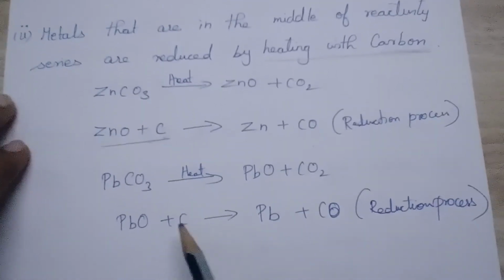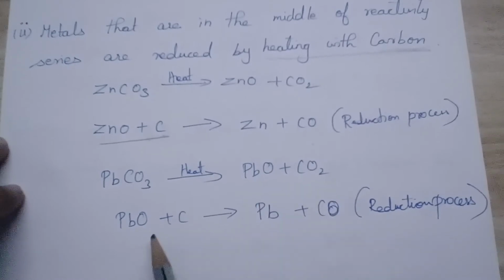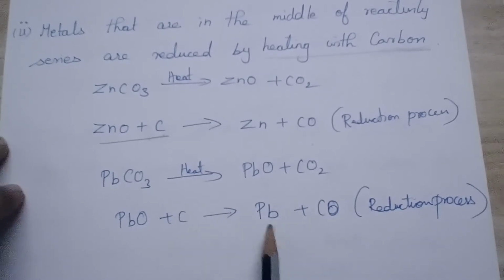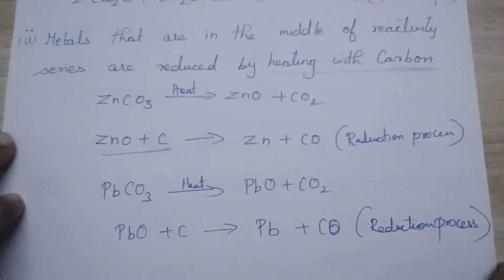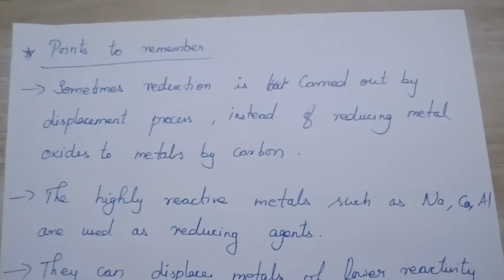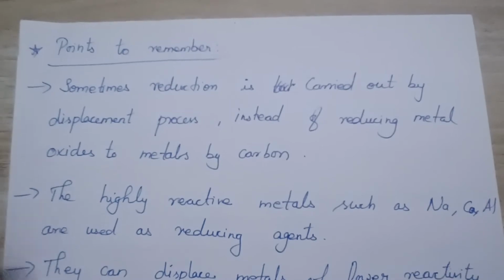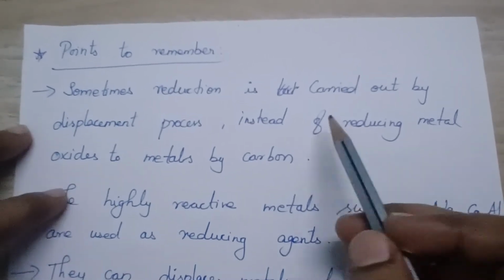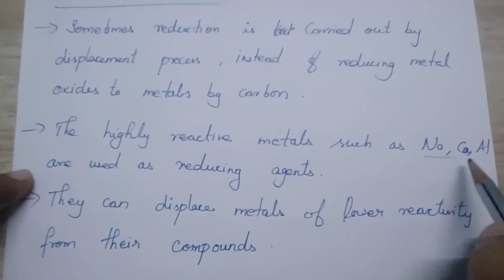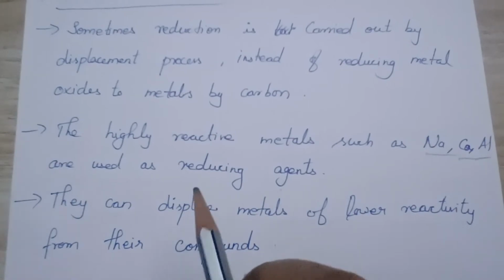Likewise, lead carbonate gives lead oxide plus carbon dioxide. Lead oxide, when further heated with coke, carbon, is reduced to lead plus carbon monoxide. Clear on this? Next, in some places, carbon is not used as a reducing agent. Some of the highly reactive metals such as sodium, calcium, aluminum can be used as a reducing agent.